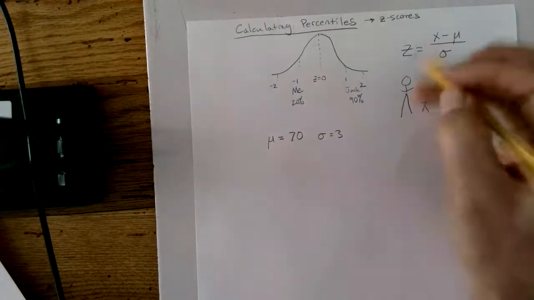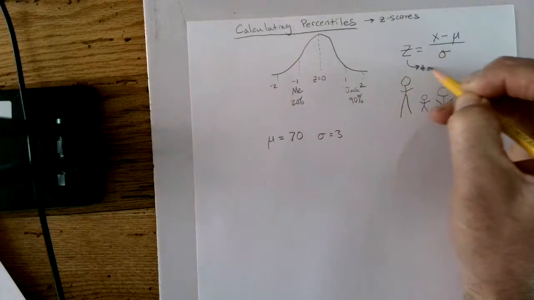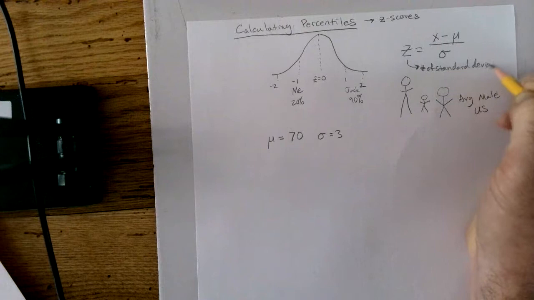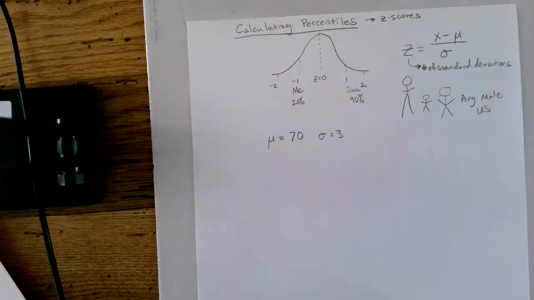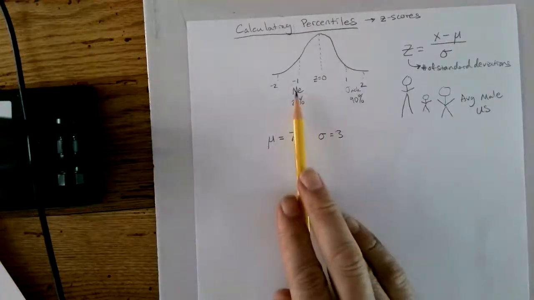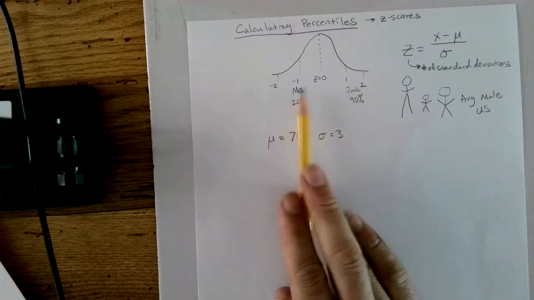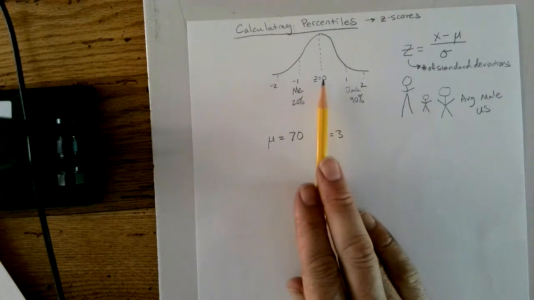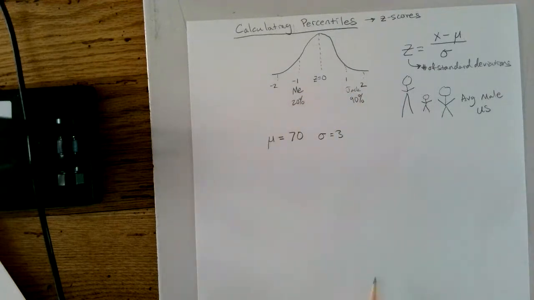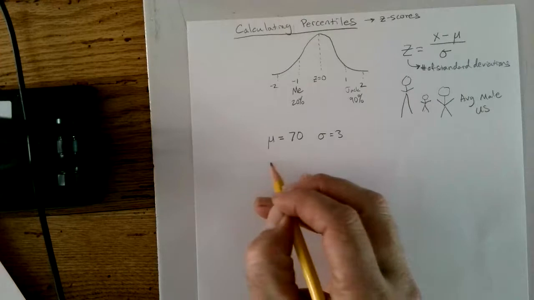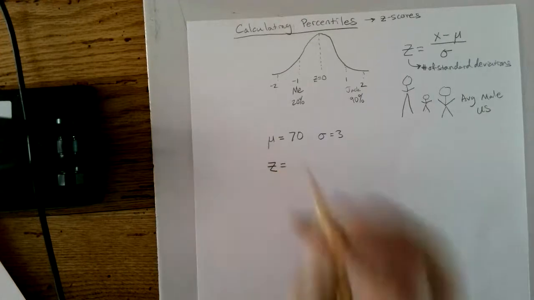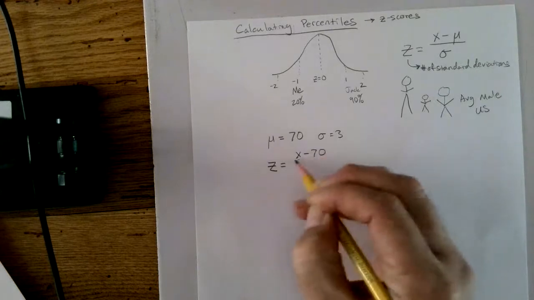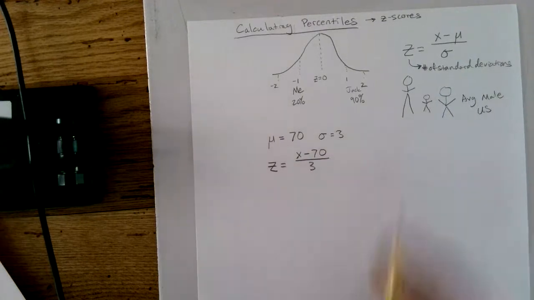Z is simply the number of standard deviations. That's all it is. So how many standard deviations am I from the mean? I might be 1, I might be 2, and my value is going to be negative because I'm to the left, whereas Jack's going to be positive because he's to the right. So we have z equal to x minus 70 divided by sigma, or 3.